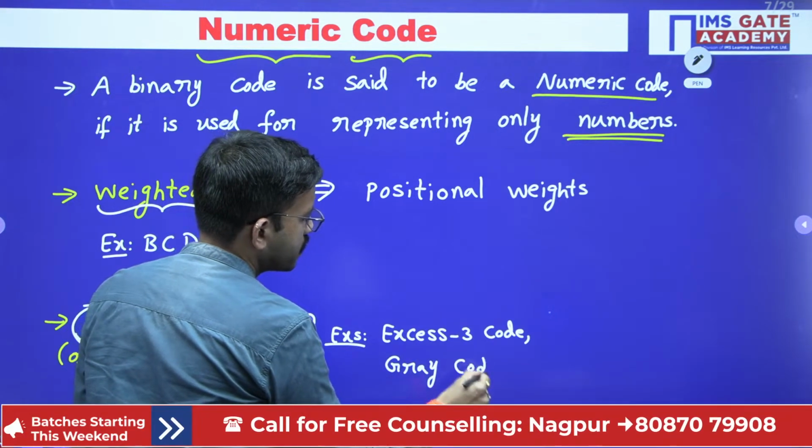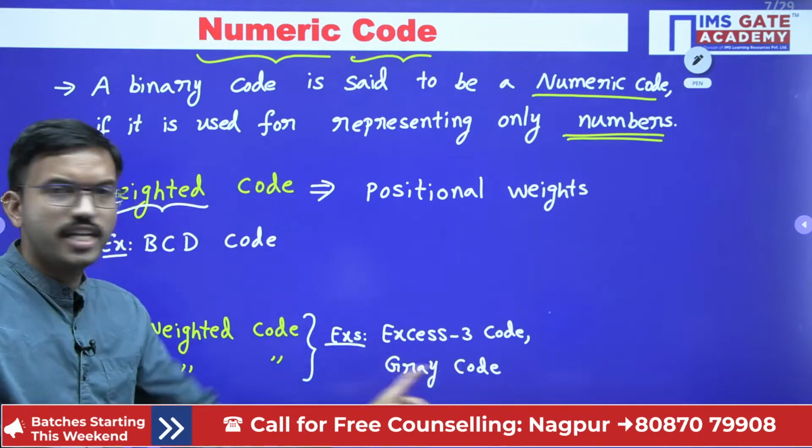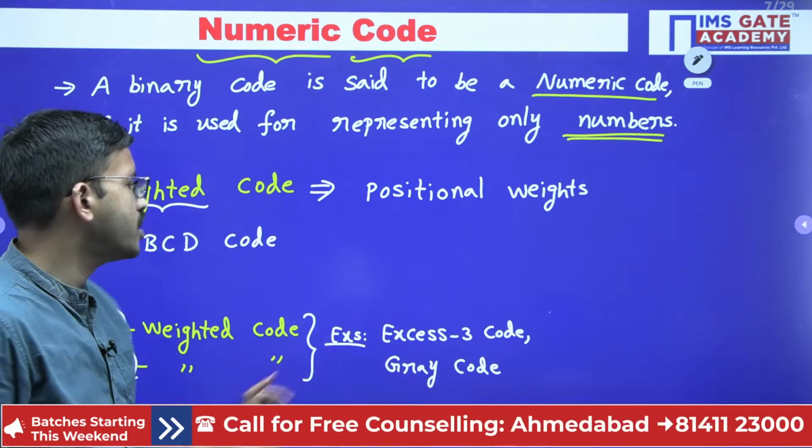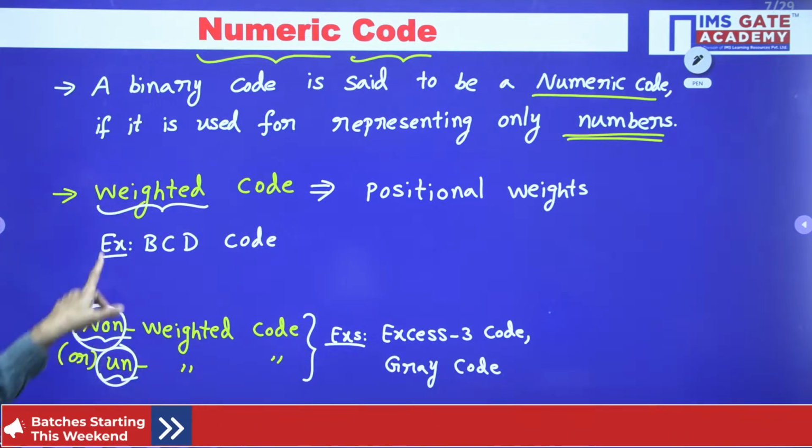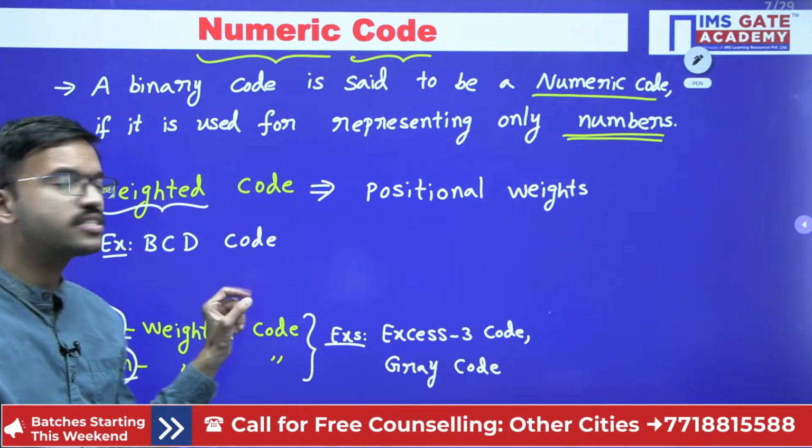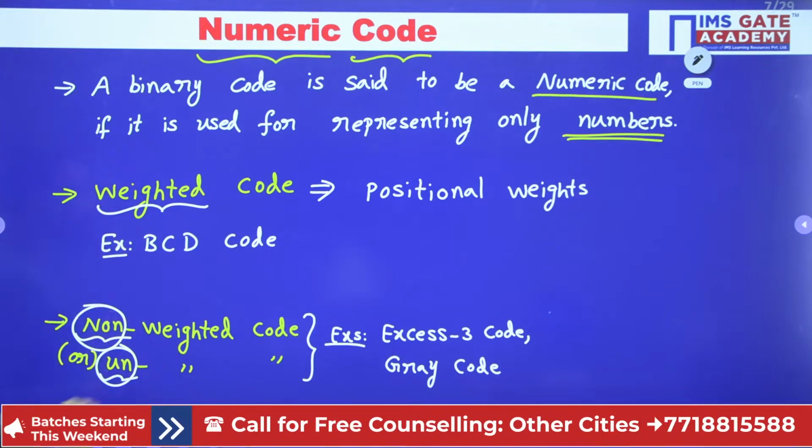XS3 code and Gray code. Here we don't have any positional weights. That's why these two are examples of non-weighted code. Whereas here you will have positional weights. That's why BCD code is an example of weighted code.